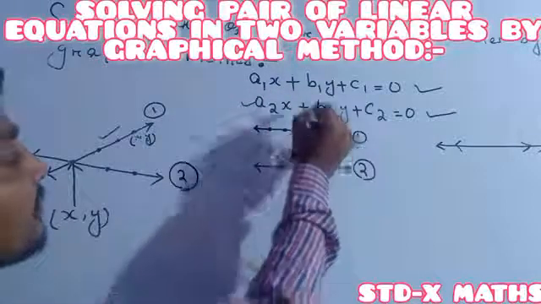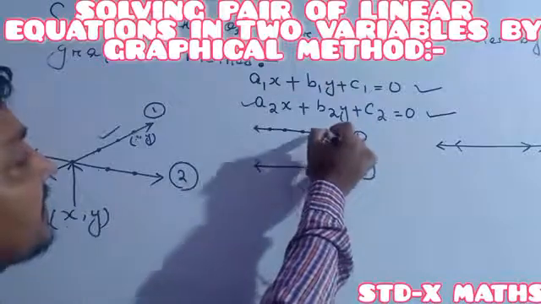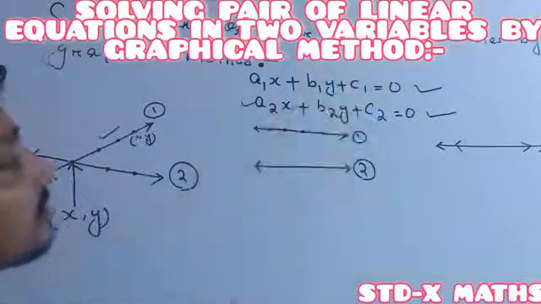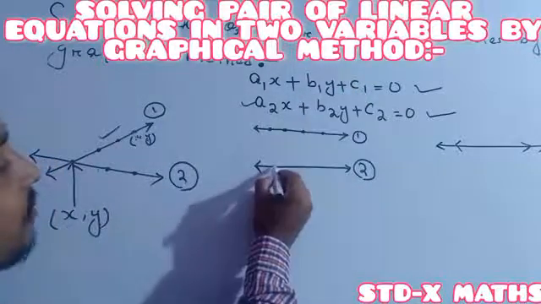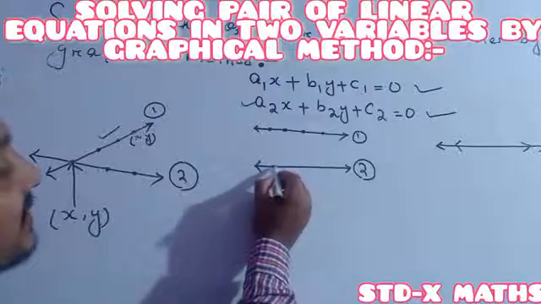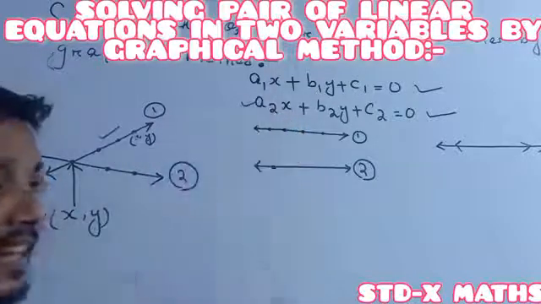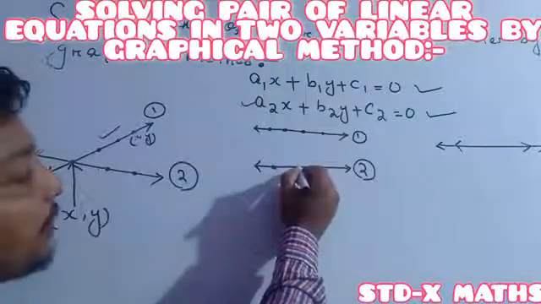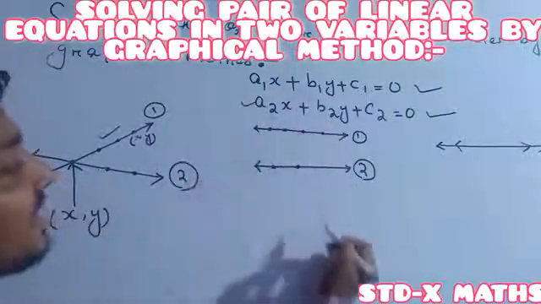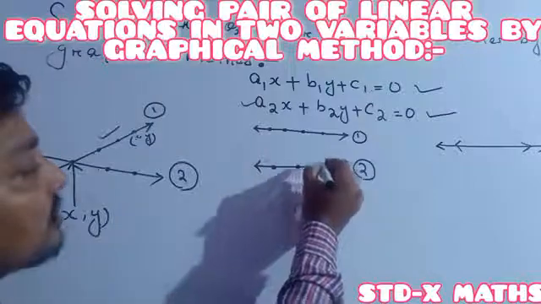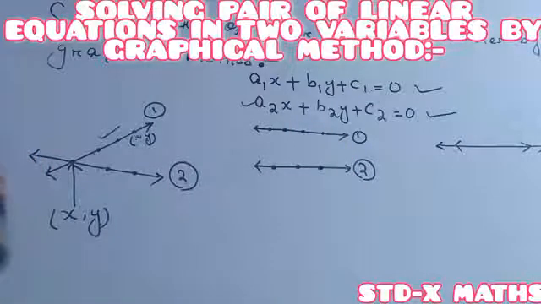This one is a point, which means it is a solution of this one. One point lies here. It means this is one of the solutions which satisfies the second linear equation. This is a point which satisfies the second linear equation. This also satisfies the second linear equation.